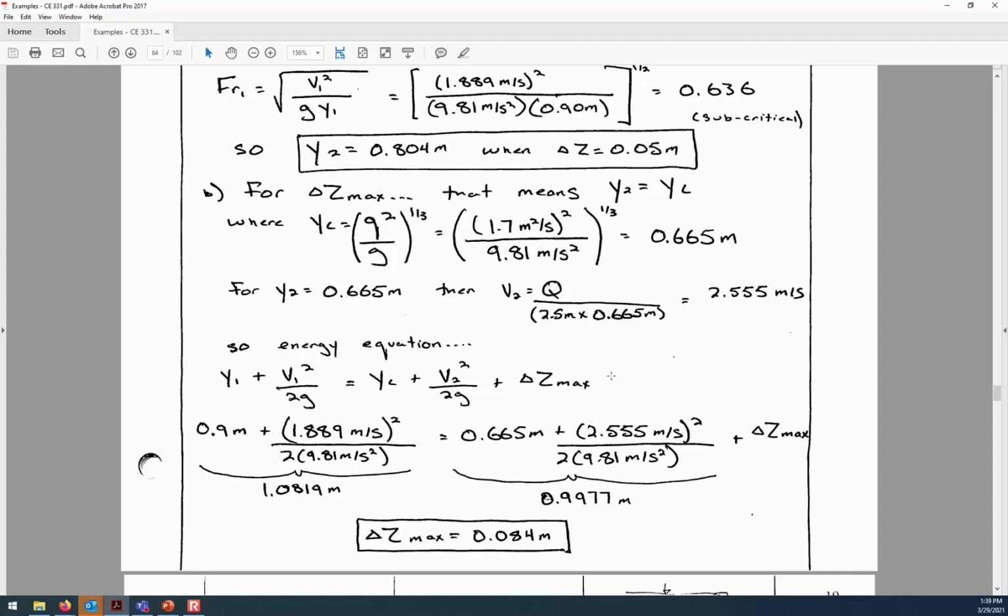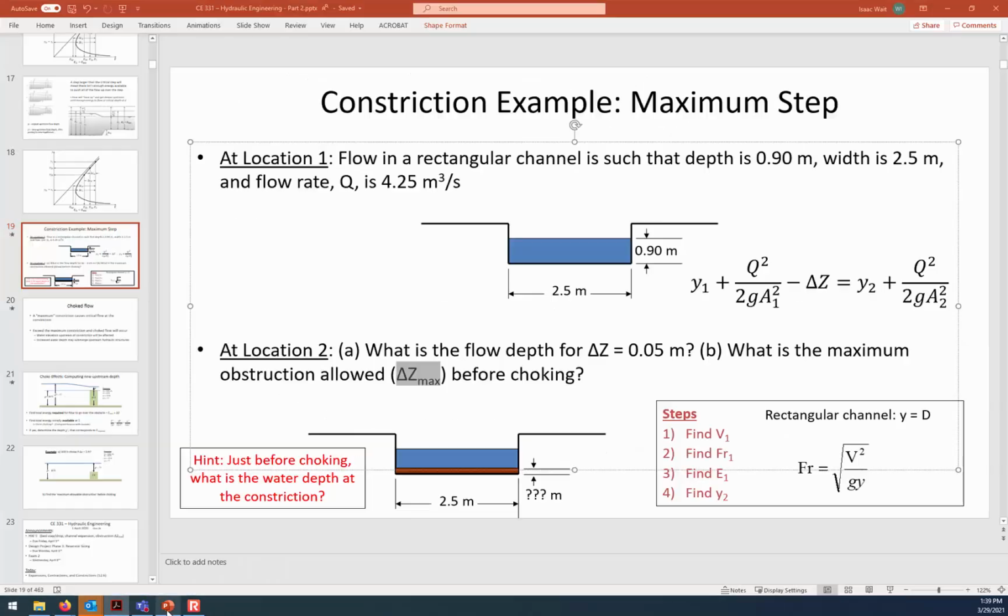Okay. So are there any questions before we move on from this example, or how you find the new depth?